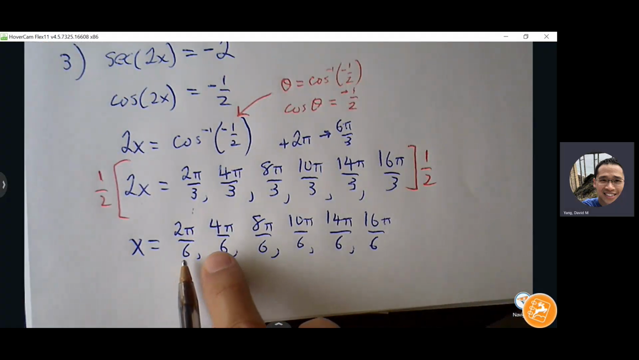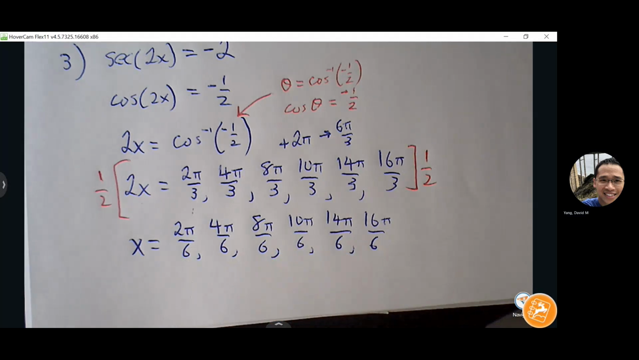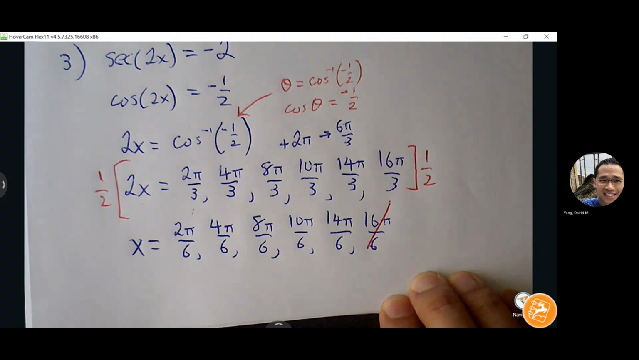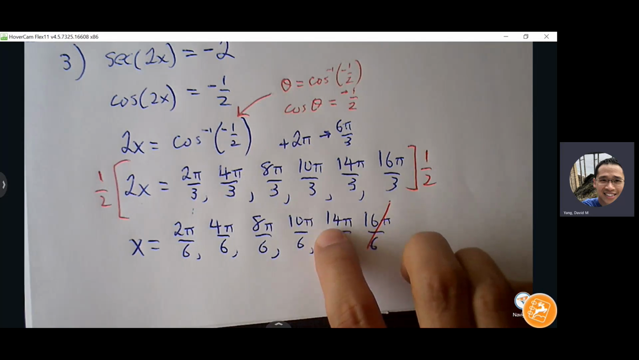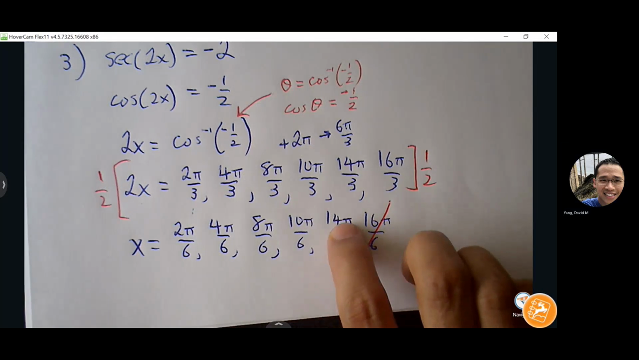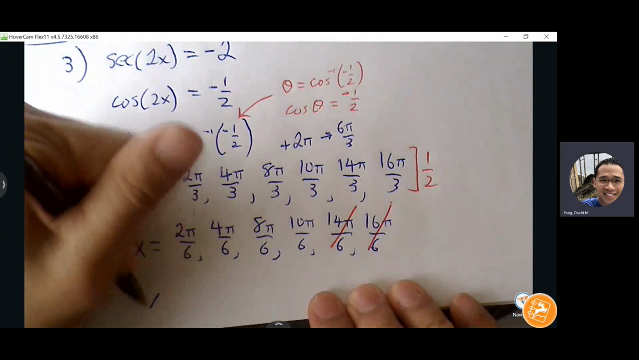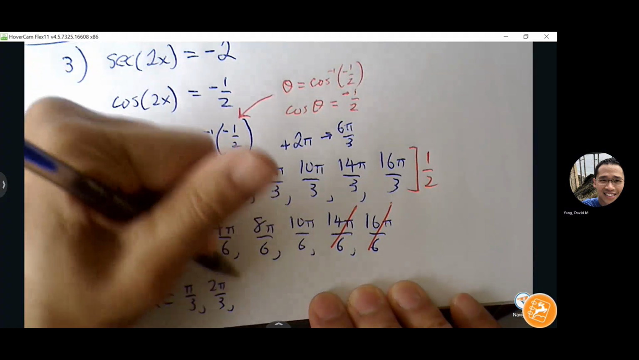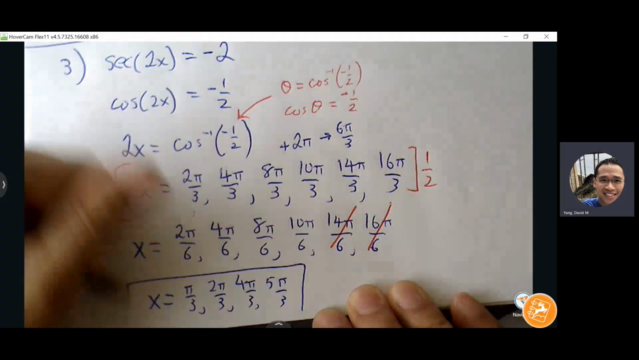Which of these solutions is more than 2 pi that I can remove? Anything else? Yeah, because we know 12 over 6 is 2, right? So anything more than 12 over 6 is outside the interval. So there we go. If you want to reduce these, you can, or leave it alone. Either is fine.